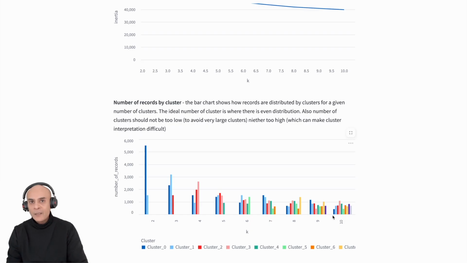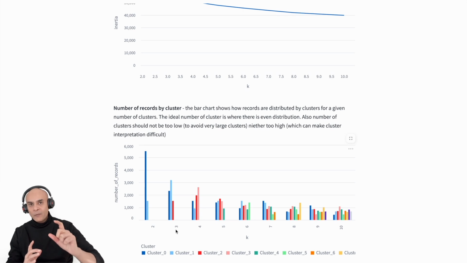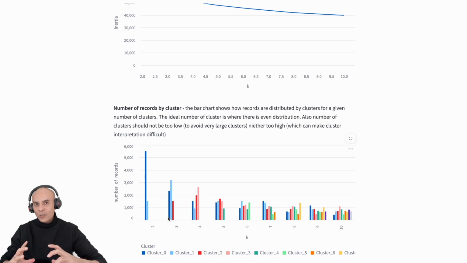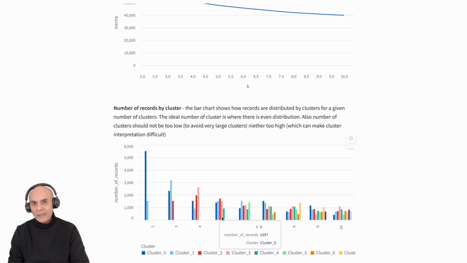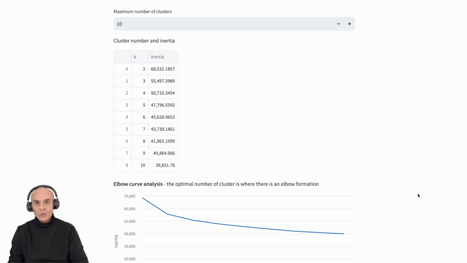and it will lead to difficulty in interpretation. So the best practice is to see the optimal number of clusters which were obtained using the elbow curve and see what is the distribution. So here you can see that the records are more or less evenly distributed. So let's go ahead and select the number of clusters to be 3.